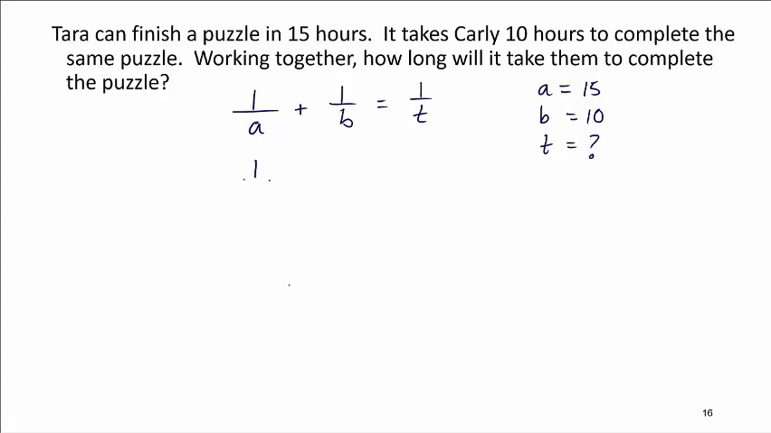So if I have 1 over 15 plus 1 over 10 equal to 1 over T, and I solve that for T, I should have it. Okay, so what is the LCD there? What's the first number that both 15 and 10 will divide? I think it's 30. So our LCD here is 30T, if I look at all those denominators. So I'm going to multiply both sides by 30T.